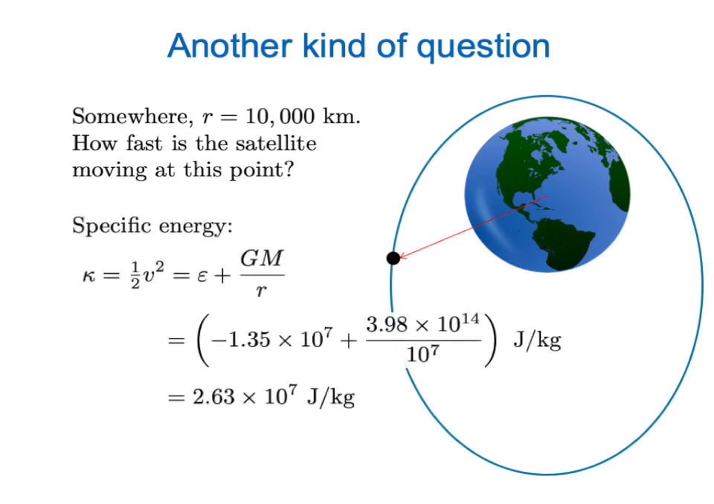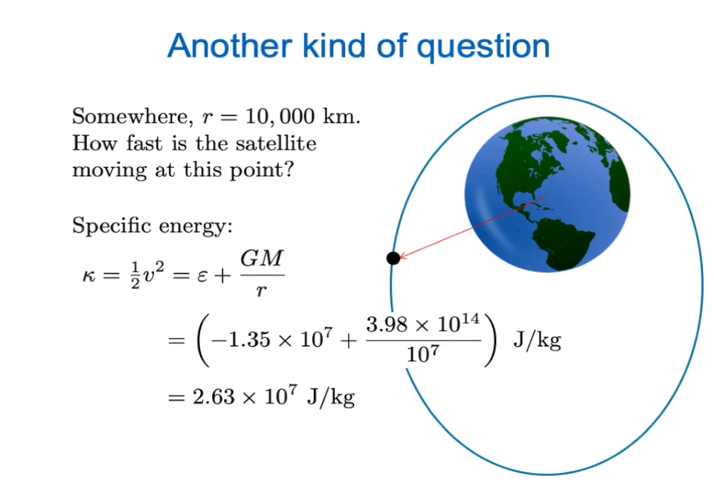Well, we can figure this out using the concept of energy, because the total specific energy of the satellite is the same everywhere on the orbit. And so we know that the specific kinetic energy there is that total energy, whose value we know, minus the potential specific energy, which is plus GM over r. So let's work it out.